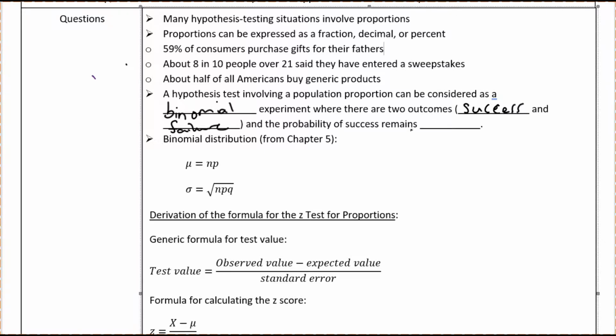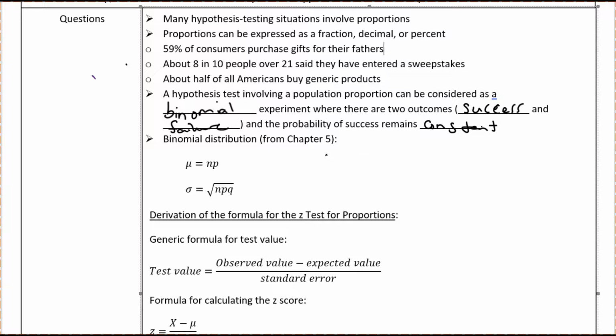The probability of success, remember, from trial to trial remains the same, so it remains constant. And that's what defines a binomial experiment. And there are a few more requirements, such as each trial being independent.